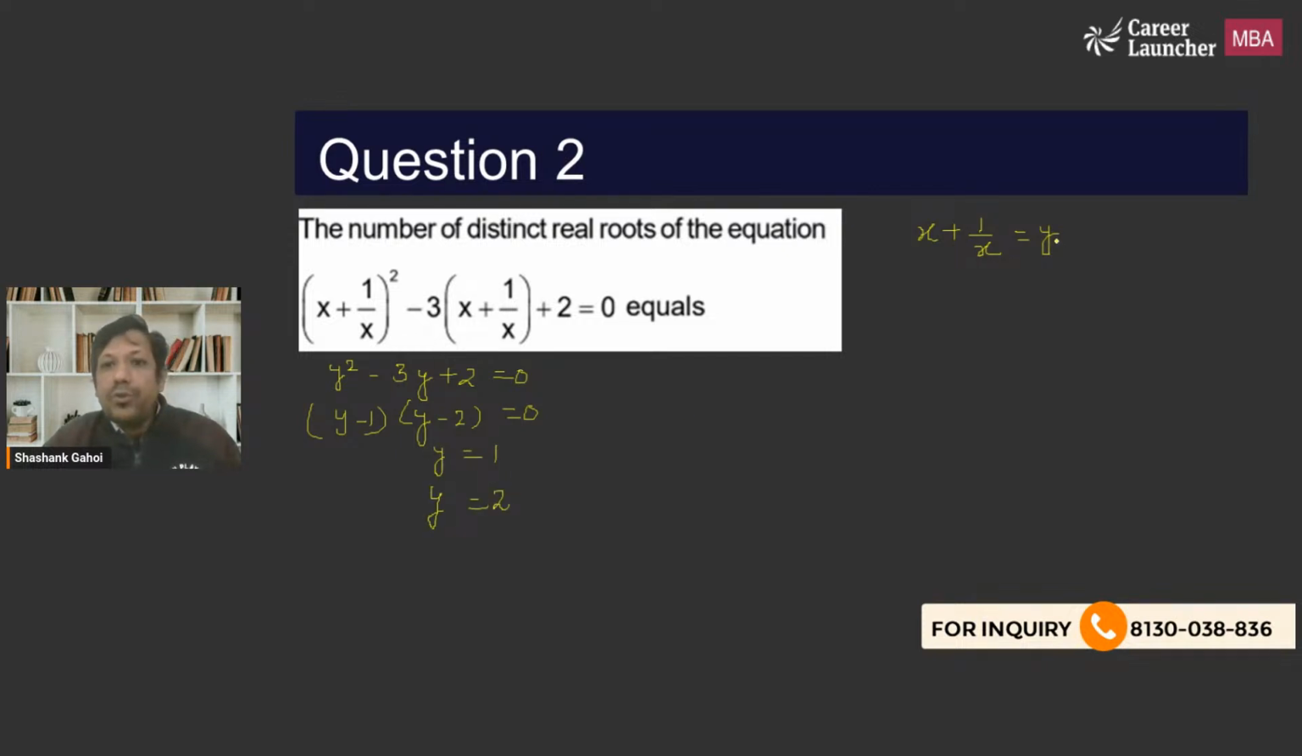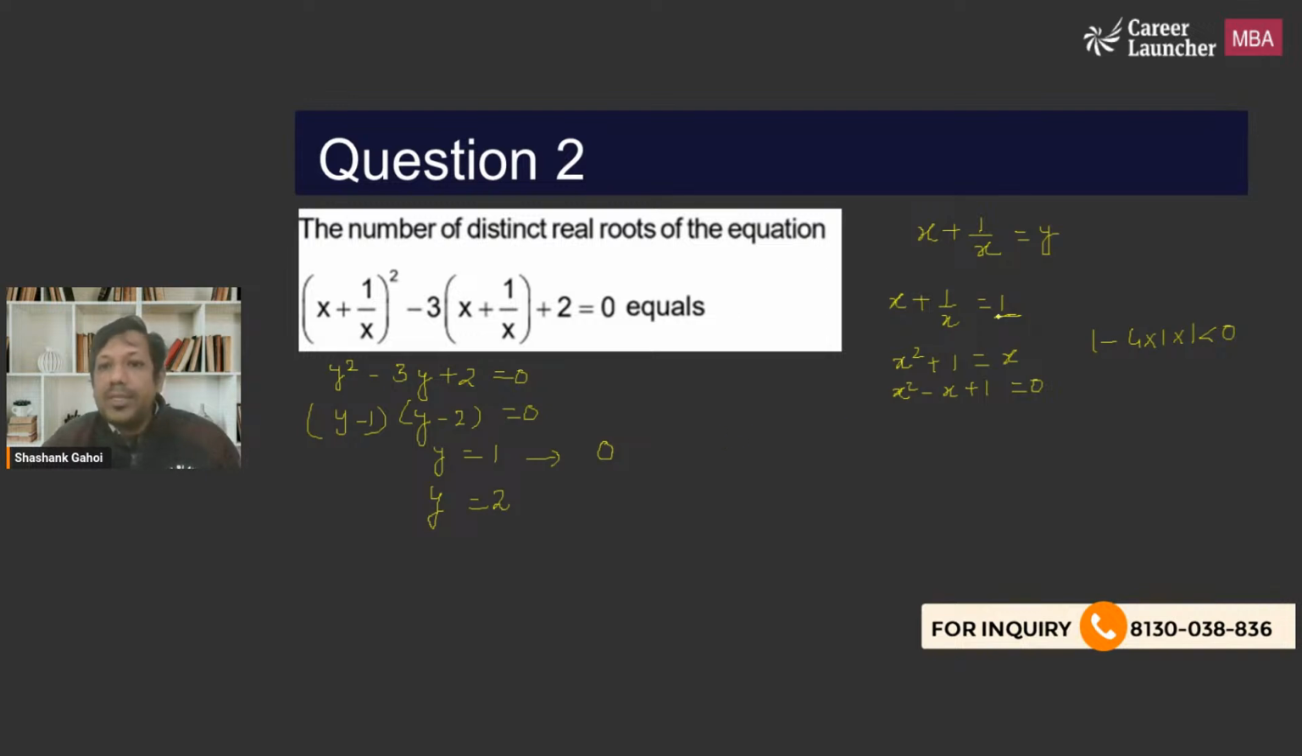Okay. Now, I'm simply going to plug in. So x plus 1 upon x equal to 1. So it is going to be x square plus 1 is equal to x. So x square minus x plus 1 equal to 0. Now I need to find the number of distinct real roots. To calculate the real roots, you are supposed to calculate D. So b square, where the value of b is -1, so b square is 1, minus 4 times a, which is 1, times c, which is 1. Now this is negative. So if y equal to 1, there is going to be no real root. So if y equal to 1, then the number of real roots is 0.